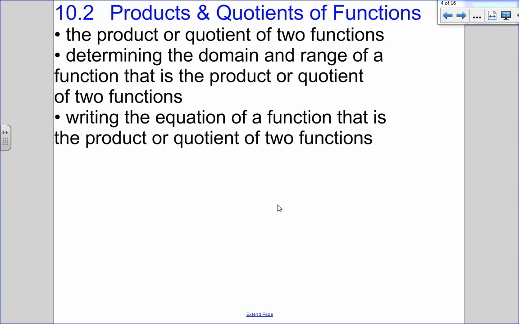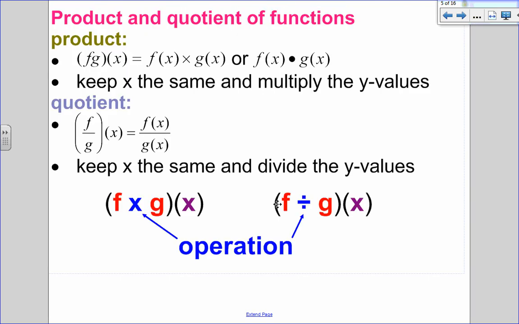Okay, so today we're going to look at 10.2, which is products and quotients. So same kind of idea, where x is going to stay the same and we're focused on our y values. So here's 3 different ways I can write product. I can write it as the f and g function side by side. I can separate them with a multiplication sign, or I can use a closed dot. Those are all the different ways of denoting product.